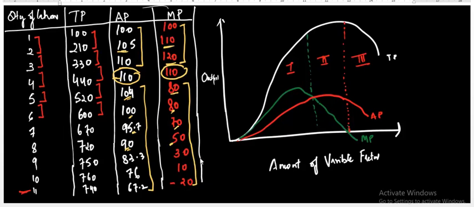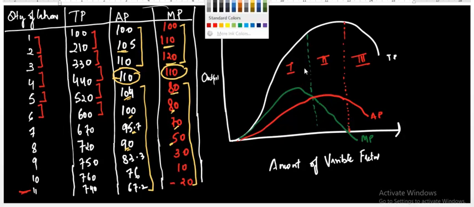Now, let me talk about the law of variable proportions. Before I talk about it, I have taken the amount of the variable factor on the x-axis and the output on the y-axis. The law of variable proportions has three stages: stage 1, stage 2, and stage 3.